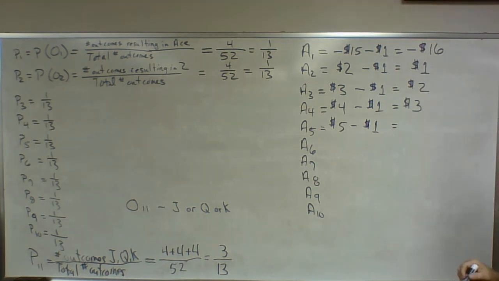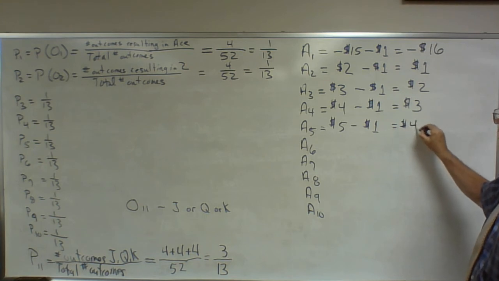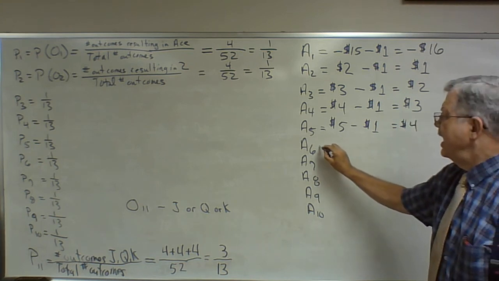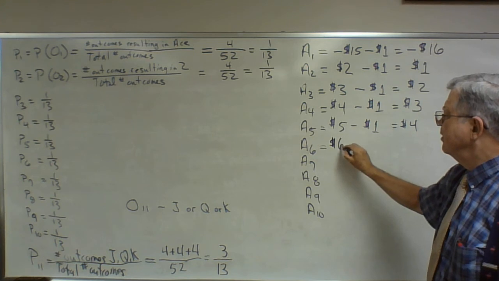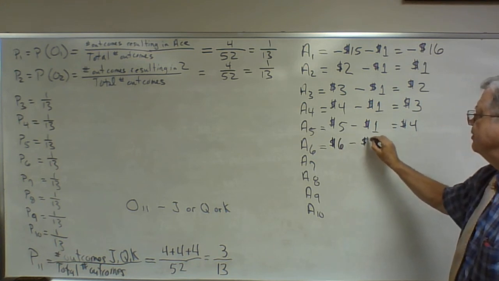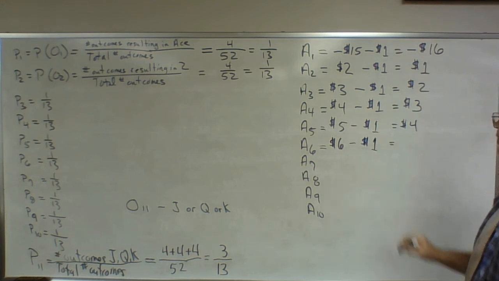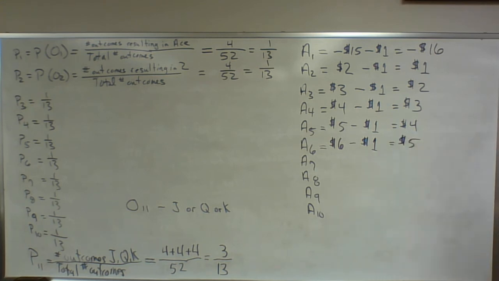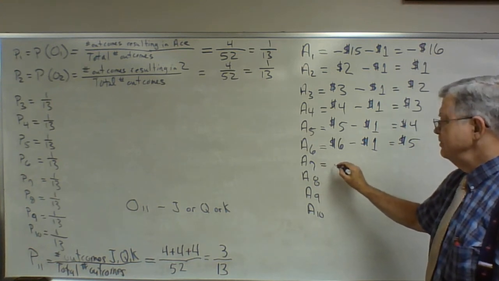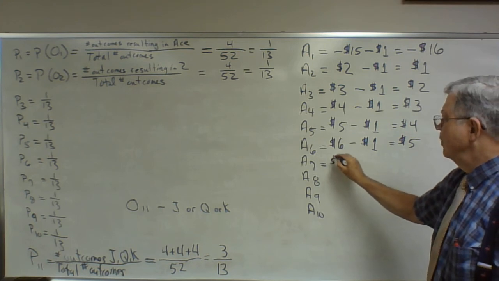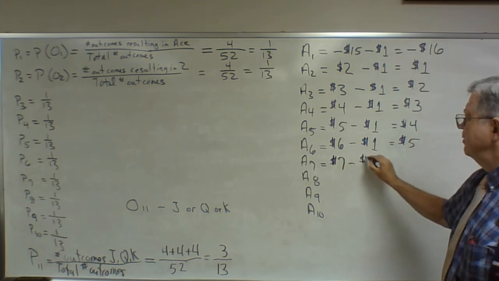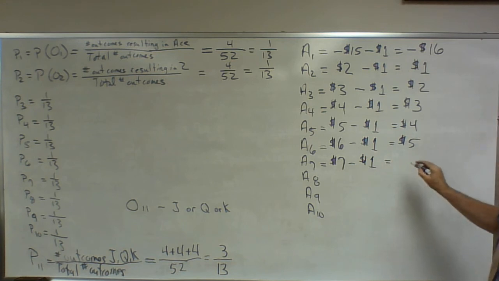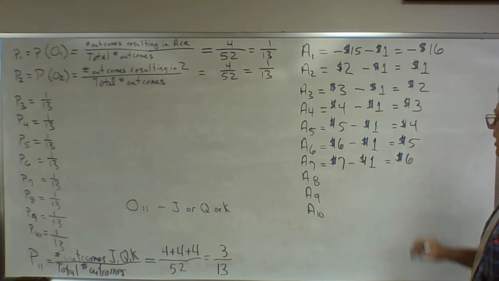If we pick a 5, we win $5, but we had to pay a dollar to play, so our gain is $4. And if we get a 6, we win $6 minus that $1 that we had to pay to play, and we get $5 as our gain. And if we get a 7, we win $7 minus the $1 that we had to pay to play. That gives us a $6 gain.